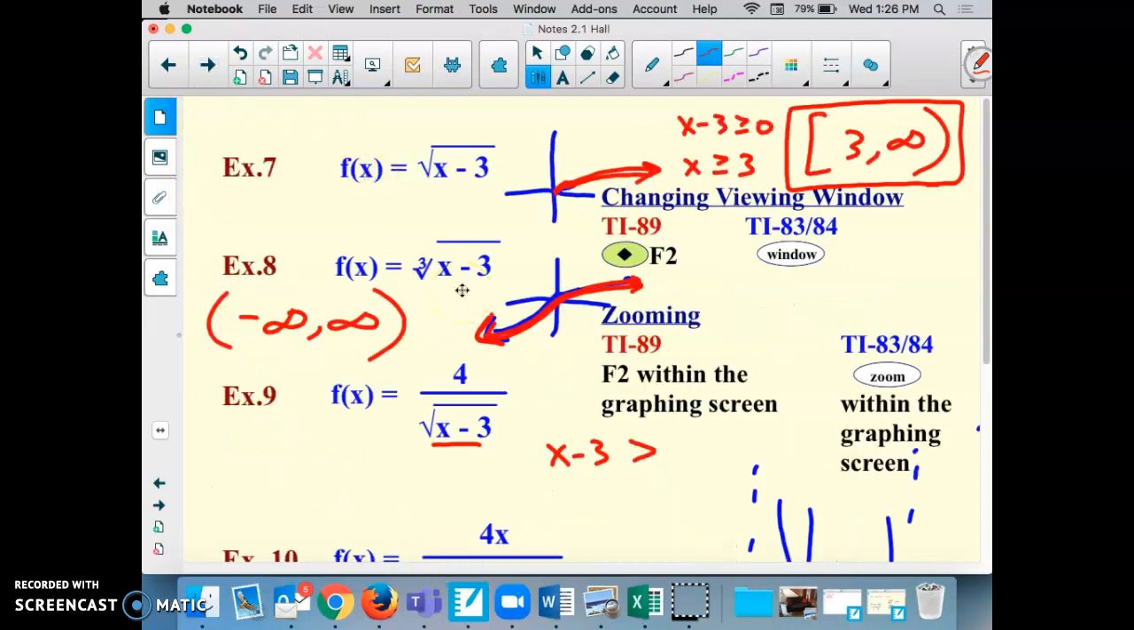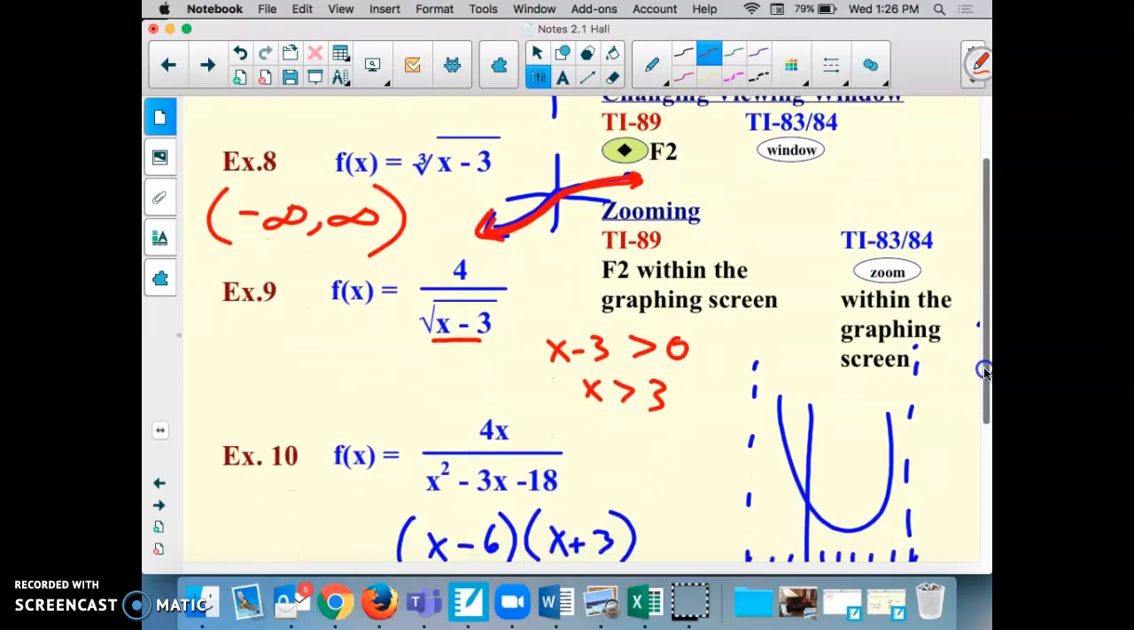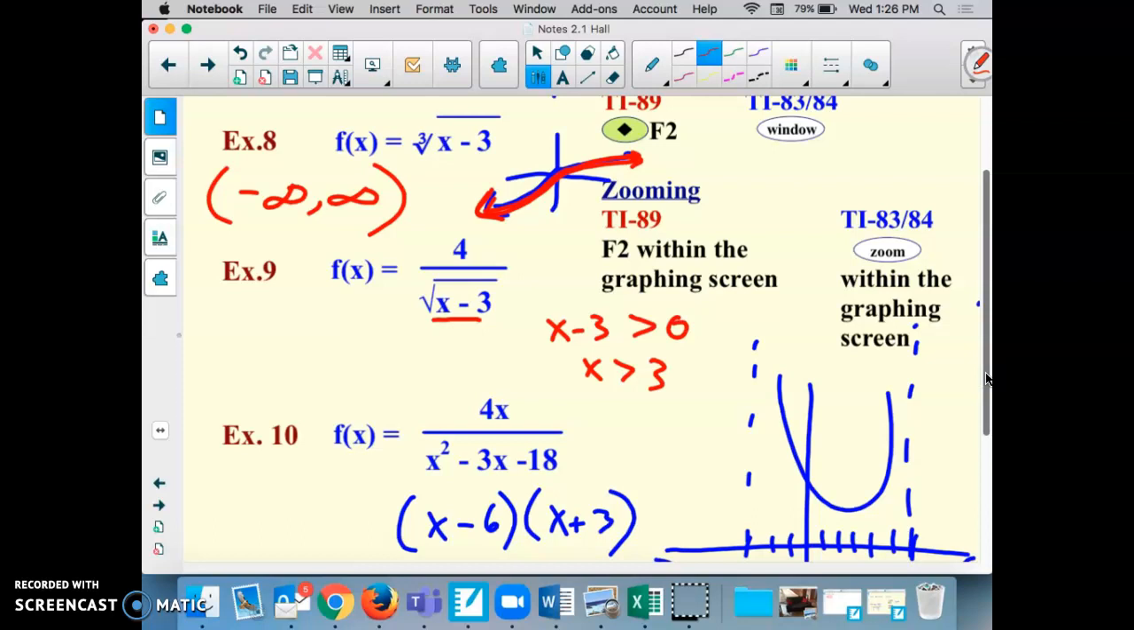And so we just say greater than 0, and if I solve that, x has to be greater than 3. So if I put that in interval notation, instead of a bracket on 3 like it was in example 7, it will be a parenthesis. So 3 to infinity.